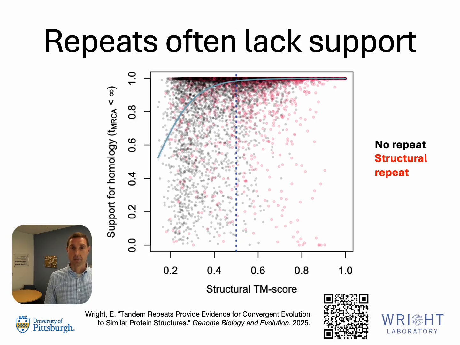And so I investigated this further, and what I found is that there's a statistically significant enrichment for structural repeats in structures at the bottom right. And in fact, 1% of the structures that have high TM score, that is greater than 0.5, actually lack support for homology. And so I wanted to investigate these red dots that represent structures that have structural repeats.